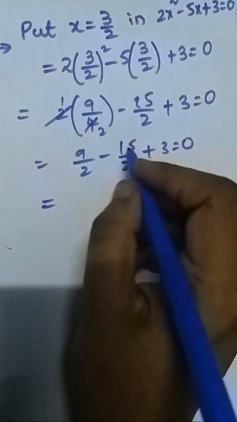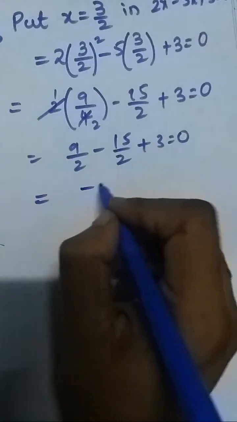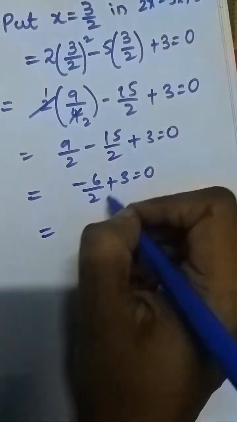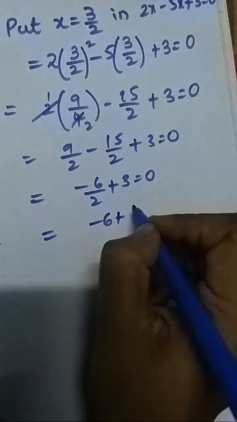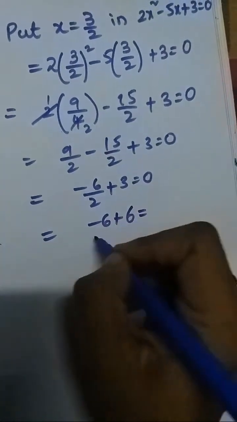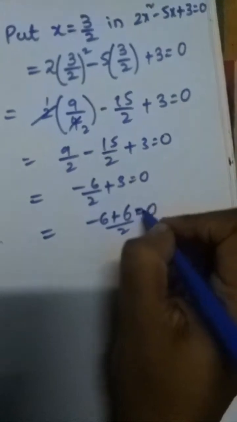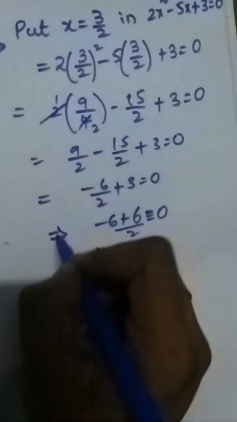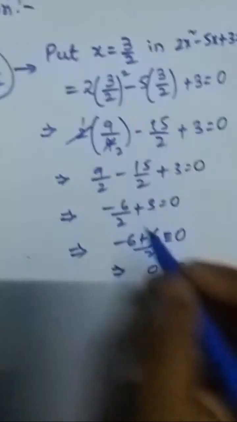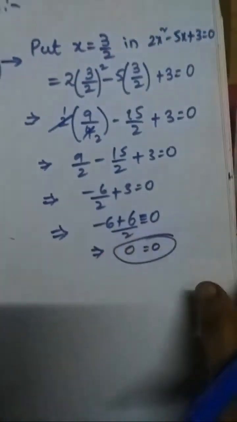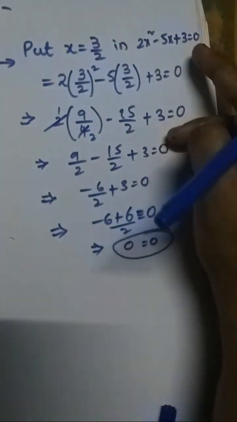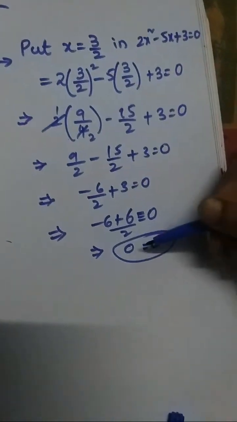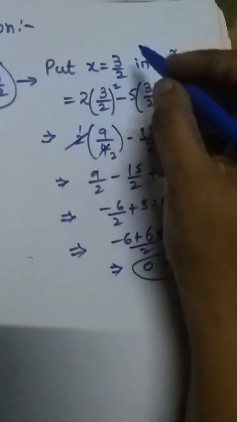Here what you will get? 9 minus 15, how much? Minus 6 by 2 plus 3 equal to 0. Now minus 3 plus 3, that is 0. This is simply equal to 0 here. So the given equation is satisfied. We got 0 on the right hand side and left hand side. So the value is correct.